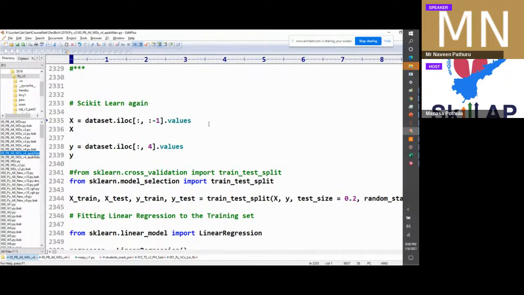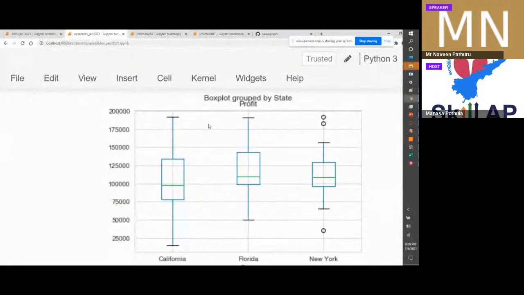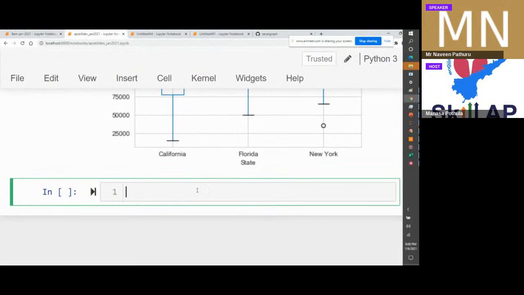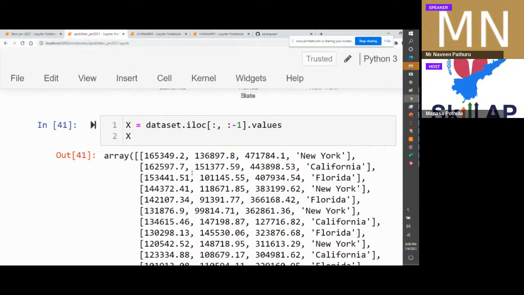Back to our original data set. We're going to say, give me all the rows and remove the last column, which is profit, and we'll put that as X. In other words, we are taking all the columns except the last column, which is profit. So here is R&D. Here is administration. Here is marketing. Here is state. These are all the independent variables. We separate the independent variables into X. So if you go back to yesterday's example, these are all the questions.